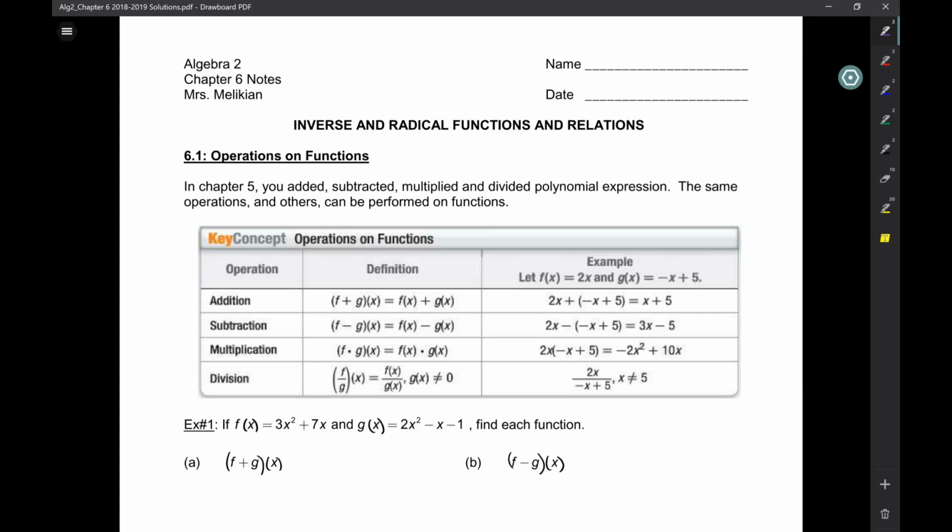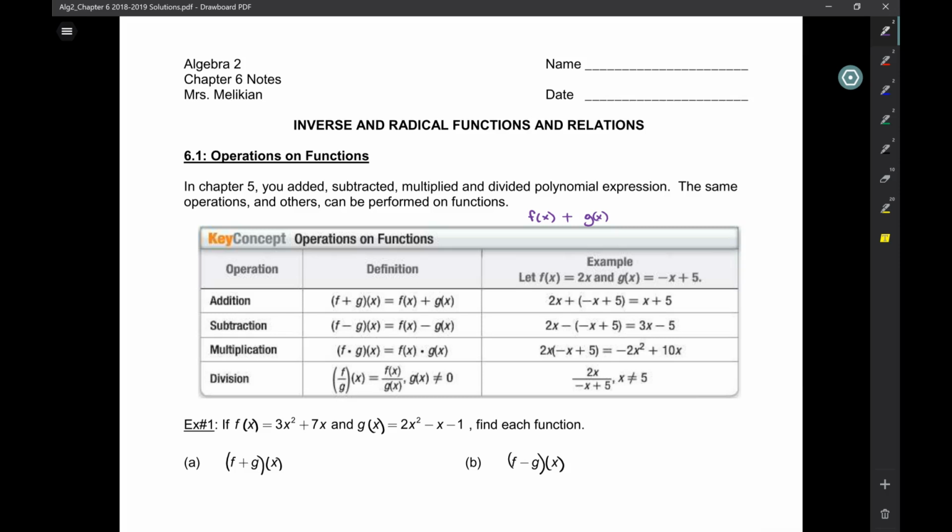All right. So we started in chapter 5 to add and subtract and multiply polynomial expressions, right? Now we're going to do the same thing on functions. So basically, you can take two functions. Suppose you have f of x and g of x, two different functions, like f of x is something that looks like this, g of x is something that looks like this. You can take those two functions, you can add them, you can subtract them, you can do all sorts of things to them. Now, suppose you wanted to add f of x plus g of x.